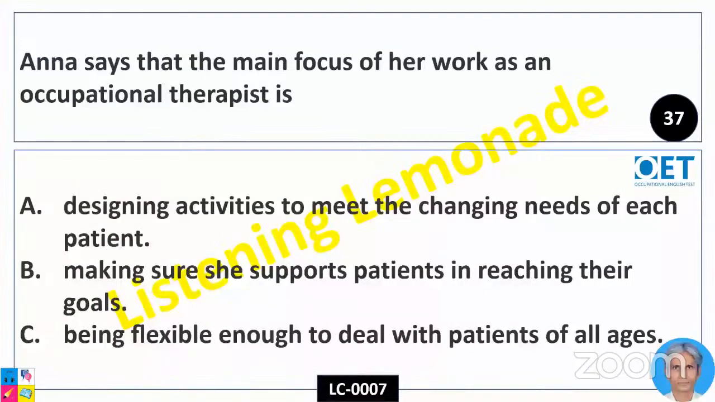Hi, my name's Anna Matthews. I'm an occupational therapist working here in the hospital. In a moment, I'm going to present a case study to you to show you the type of work I do. But first, let's think about what we understand by occupational therapy and the part it plays in patients' recovery.